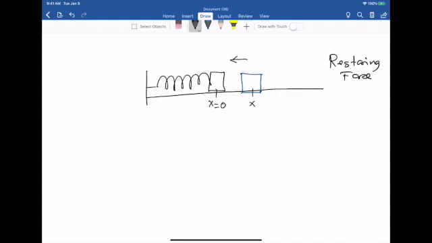What's going to happen next if you let it go? The mass will come back to x equals 0. The restoring force will vanish at x equals 0, because the spring is not stretched, so there is no reason for the spring to exert any force at that point. However, the mass is not going to stop at x equals 0. As a result of inertia, it will continue moving and maybe move somewhere over here.